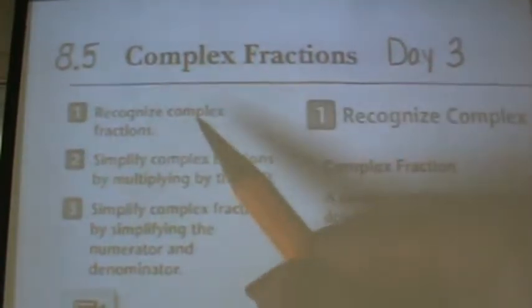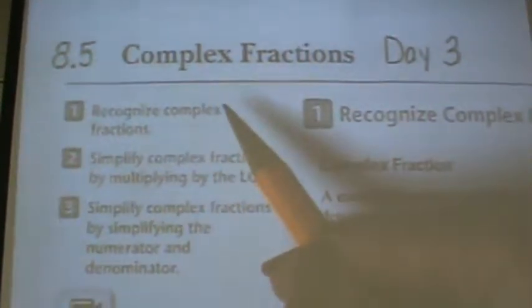Now. Section 8.5. This is day 3 complex fractions.